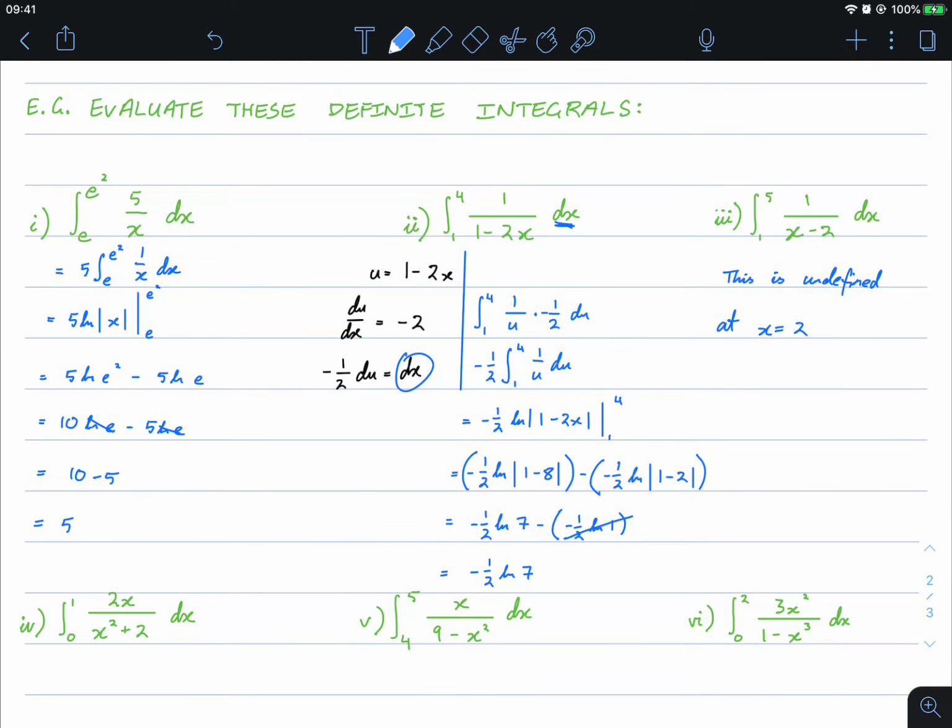Hello class, this is just a continuation on the integration utilizing logarithmic functions. So let's get straight to it.